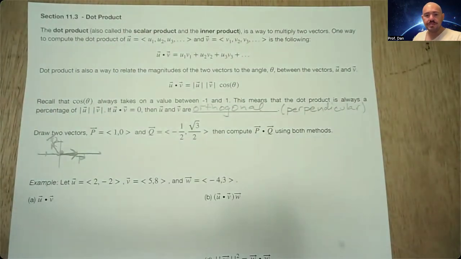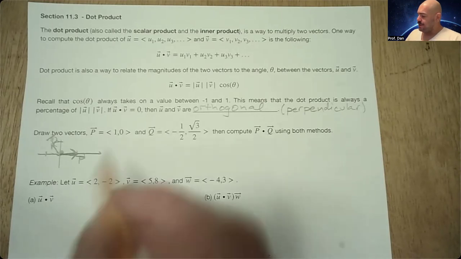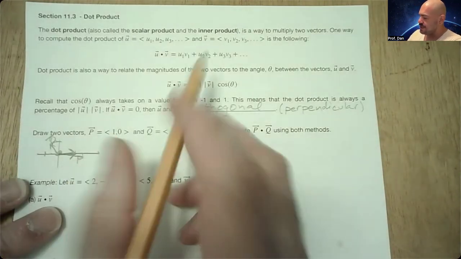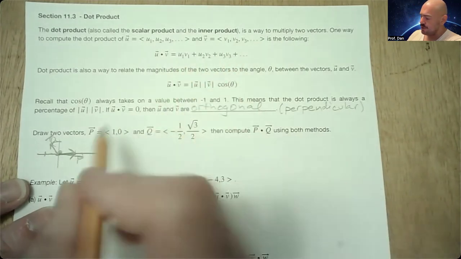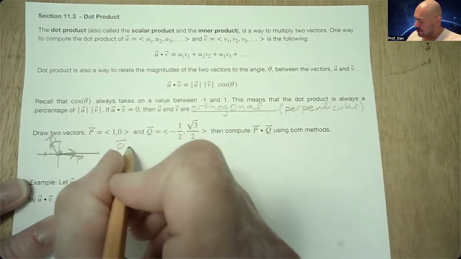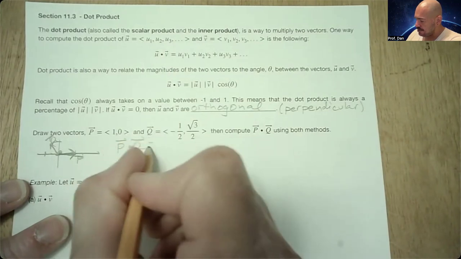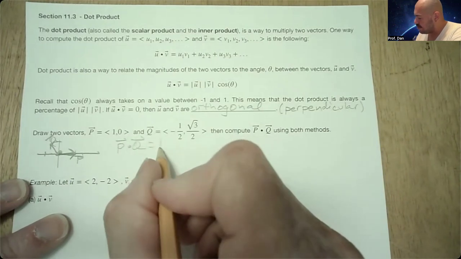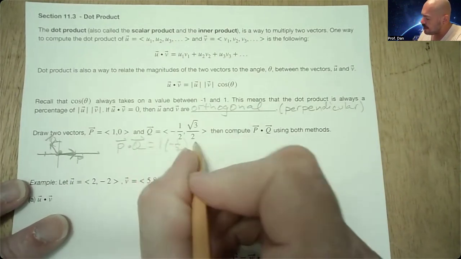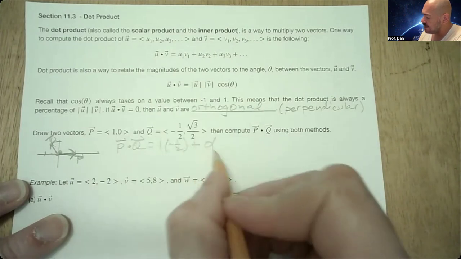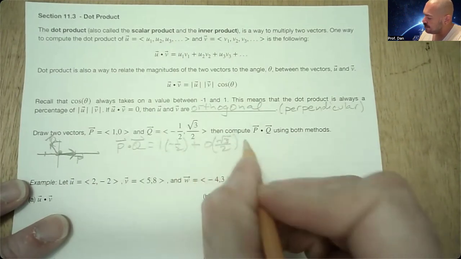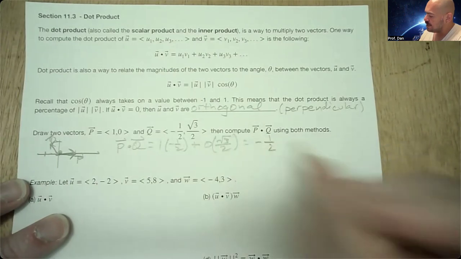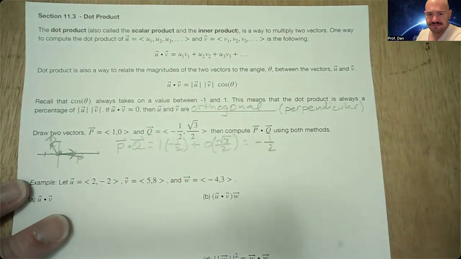So now that we've drawn P and Q, we want to find the dot products. So using the simple way that involves the components, we would get that P dot Q is equal to first component times first component. So that's 1 times negative 1/2 plus second component times second component. And we end up getting negative 1/2 as the dot product.